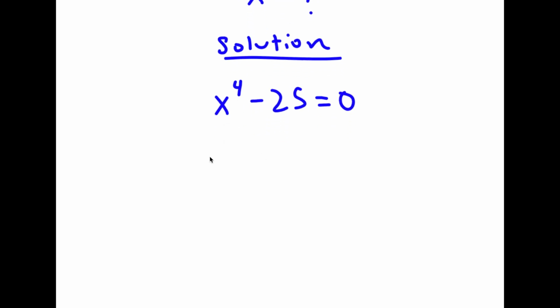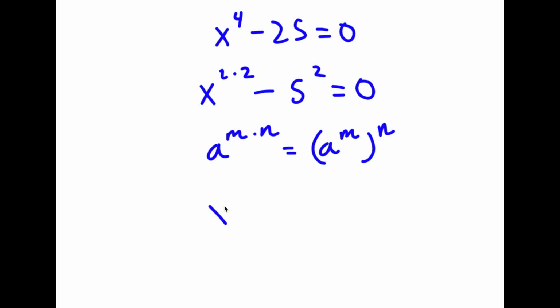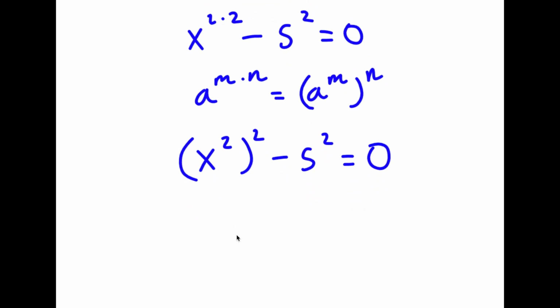Now I'm going to rewrite x⁴ as x^(2·2), and I'm going to rewrite 25 as 5². If I have something in the form a^(m·n), this is equal to (a^m)^n. So in this case, x^(2·2), I can rewrite as (x²)². Now I have this minus 5² is equal to 0.